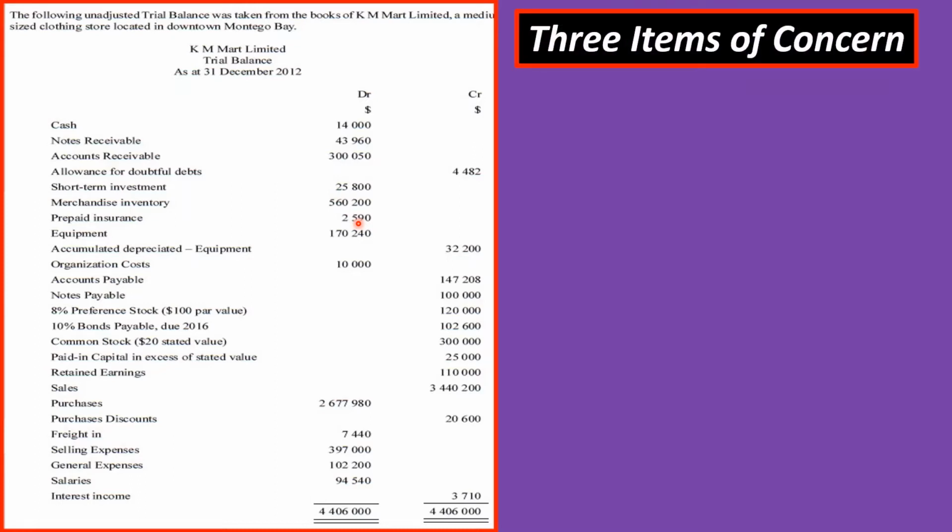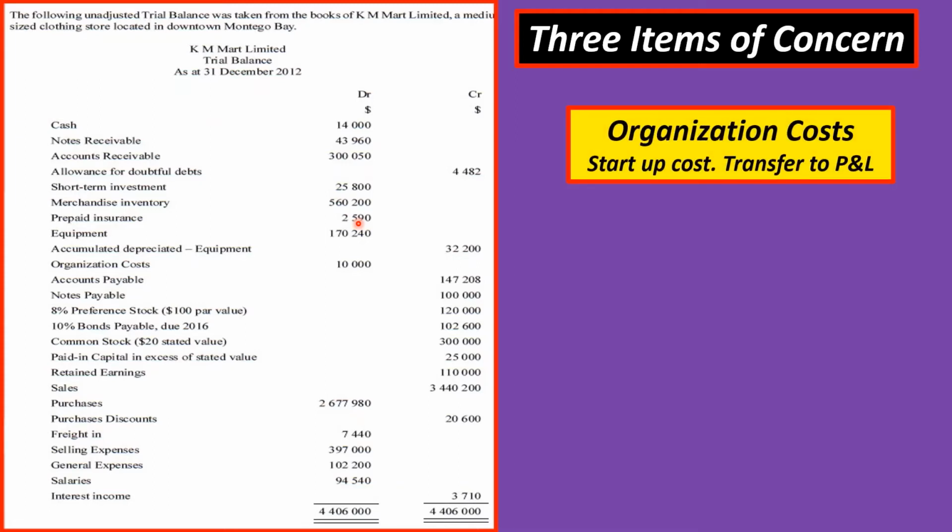We have three items here. First, we have this thing called organization costs that most Unit 1 students have never come across yet. They are also referred to as startup costs, and the normal accounting treatment for them is to transfer it to the profit and loss account. There are two ways of transferring it: you can transfer the whole amount in the first year, or you transfer it bit by bit every year.